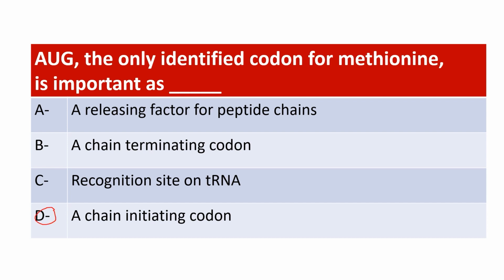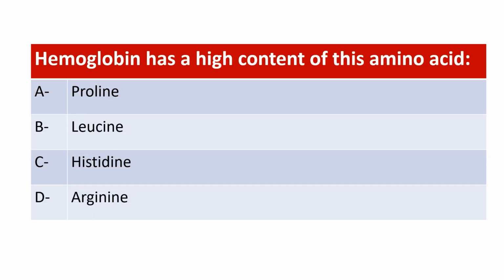So this codon is not a releasing factor or a terminating codon. The terminating codons are UAA, UAG, and UGA, which do not encode an amino acid. They are stop codons, in other words. And the recognition site on tRNA is called the anticodon. That's another definition, not the answer. The answer is D.